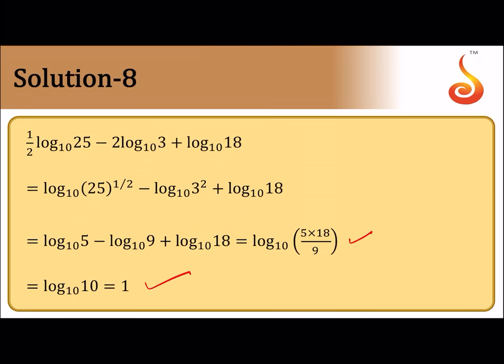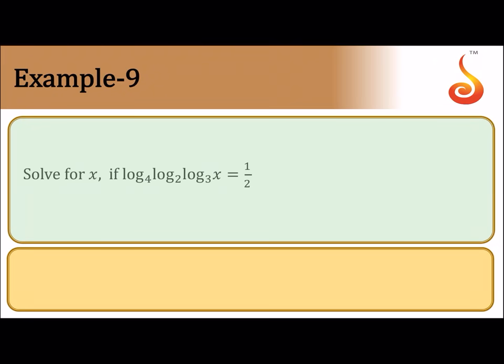You have seen 1 by 2 of 25, that is 25 to the power 1 by 2, will give you 5. 3 square will give you 9 and 18. So log 5 into 18 by 9, log base 10 10 is 1.